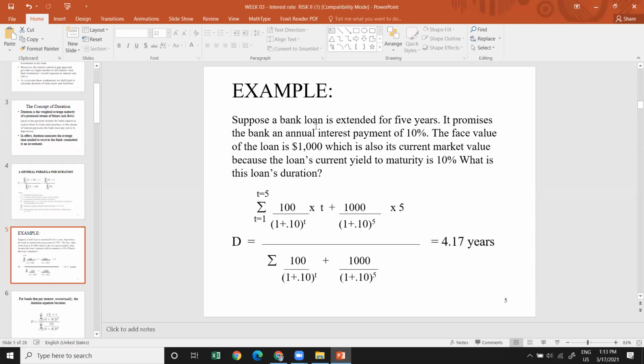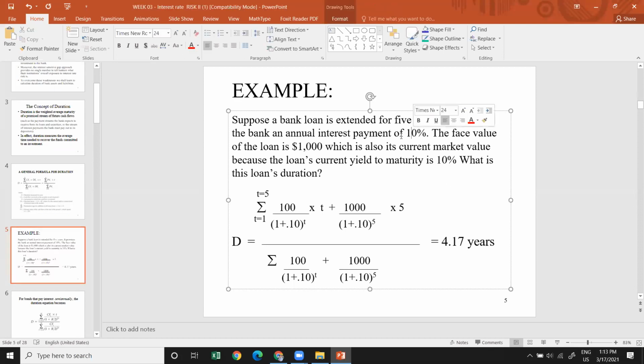So we are given a bank loan, which is extended for 5 years, and it promised the bank an annual interest rate of 10%, and the face value of the loan is 1,000, and the current market value is the same because the YTM is the same. If you remember from the finance course, when you estimate the bond value, if YTM is equal to the coupon rate, that will make your bond value equal to the face value.